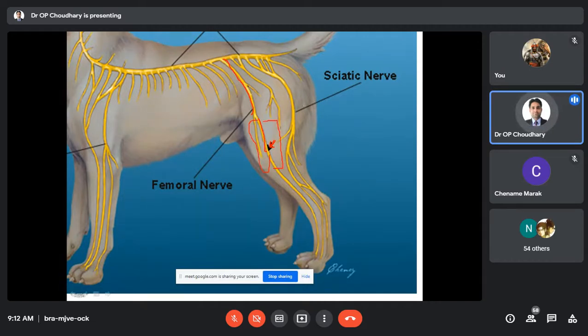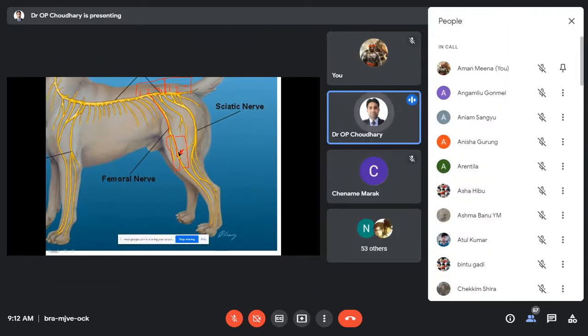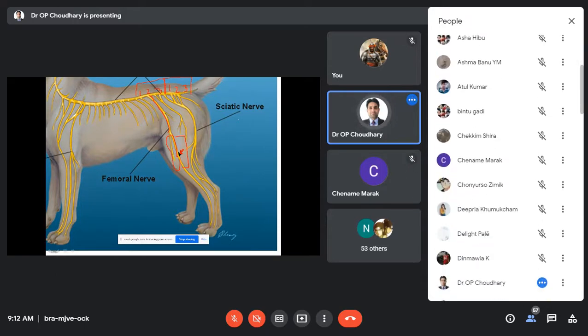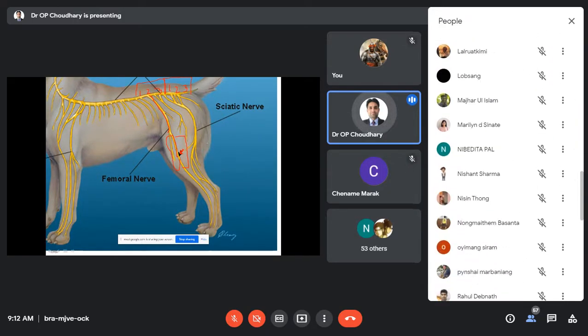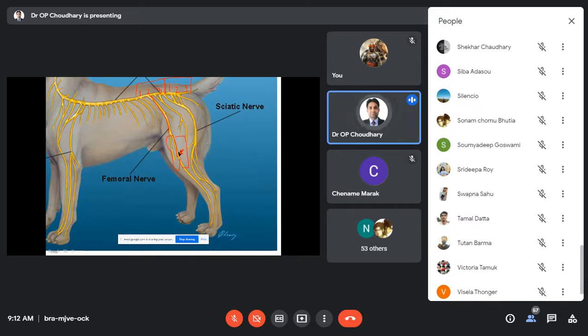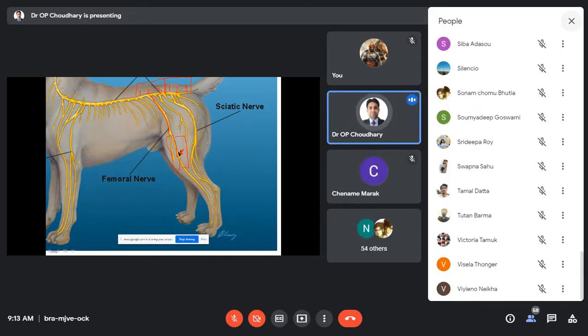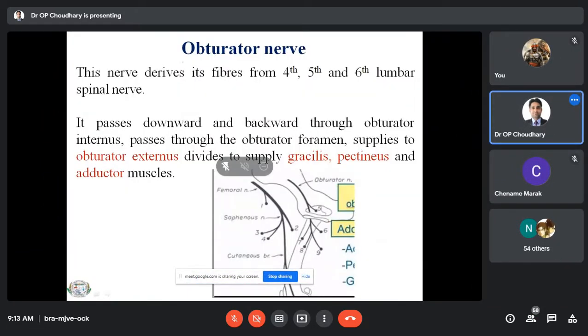You can see here, these nerves are present serially 1, 2, 3. Three branches are of the anterior lumbosacral plexus and three branches are of the posterior lumbosacral plexus. And this femoral nerve is the largest nerve in the anterior branch of the lumbosacral plexus. Now the third nerve is the obturator nerve.